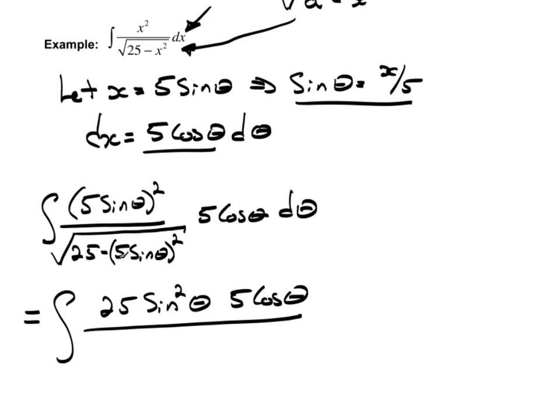This, I have a 25 minus 25 sine theta squared. So at 25 I can factor out a 5. This will give me a 5 times the square root of 1 minus sine squared. But 1 minus sine squared is cosine squared. So that takes care of that. d theta. I can cancel out this 5. The square root of cosine squared is cosine, so that I cancel out with this cosine.